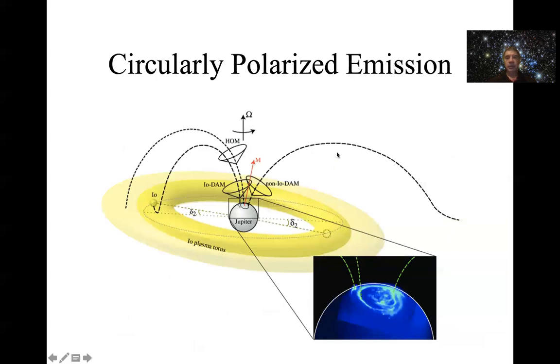And that emission will also be very circularly polarized. So again, this is due to particles coming in along field lines, and they will start to spiral along the field lines as they come down onto the magnetic pole of Jupiter. And it's that spiraling motion that gives rise to the circular polarization of the emitted radio waves.